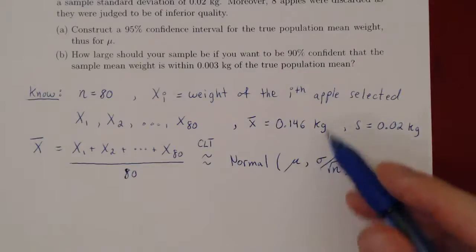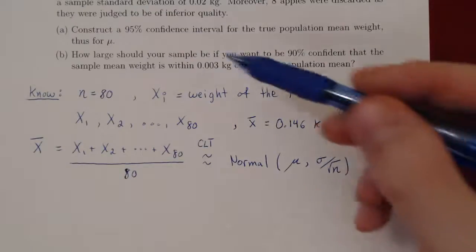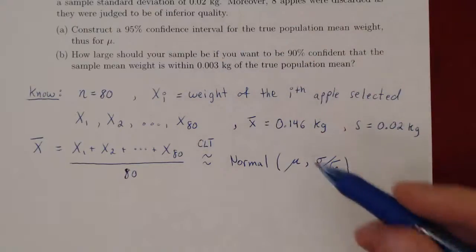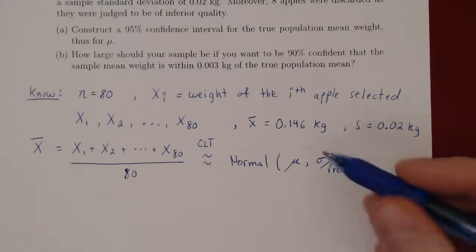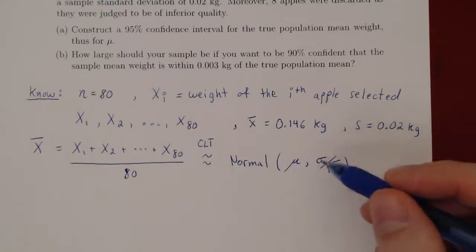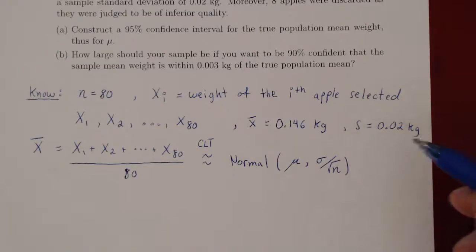And you'll see that we'll do two solutions for A. One where we cheat, we'll assume that sigma is 0.02, and the other one where we don't cheat and we take the sample standard deviation as it is. And this will allow us to introduce the so-called student's t distribution.